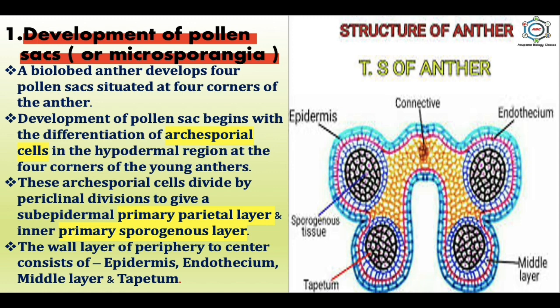So here a question is, what is the periclinal division? Periclinal division occurs parallel to the tissue or organ surface. So as a result, we get rows of cells one over the other.